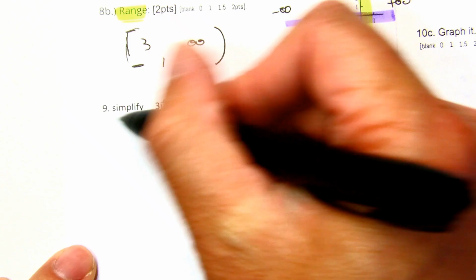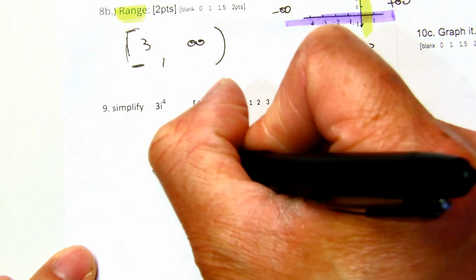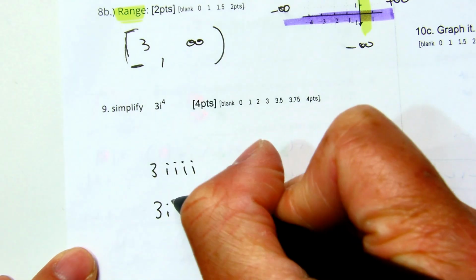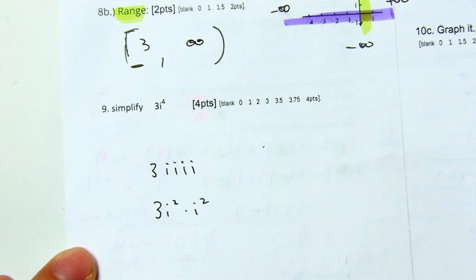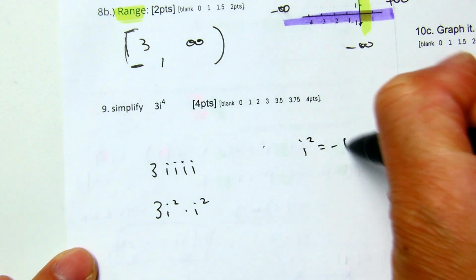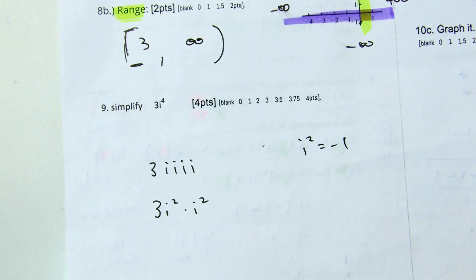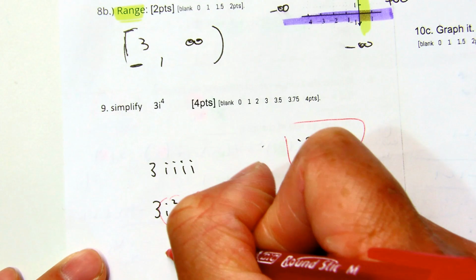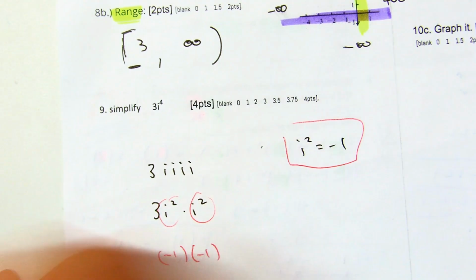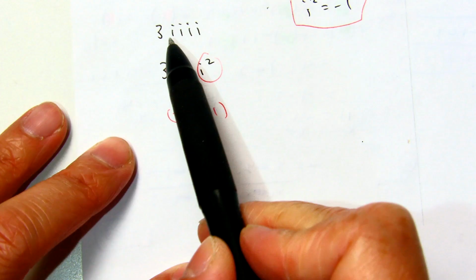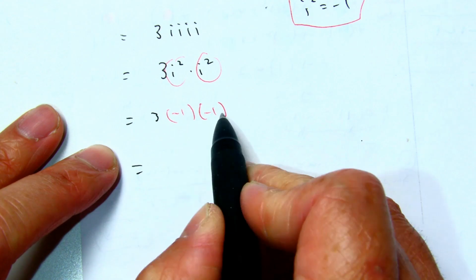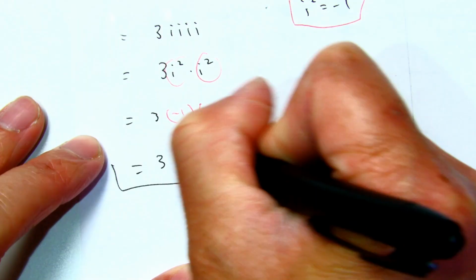Number 9. Someone wrote this. Give you some partial credit. You can do this. i squared. Remember, i squared is equal to -1. So you can have that here and here. Remember, the original math operation is multiplication, so you can just multiply. Negative times a negative is a positive, so your answer is 3.